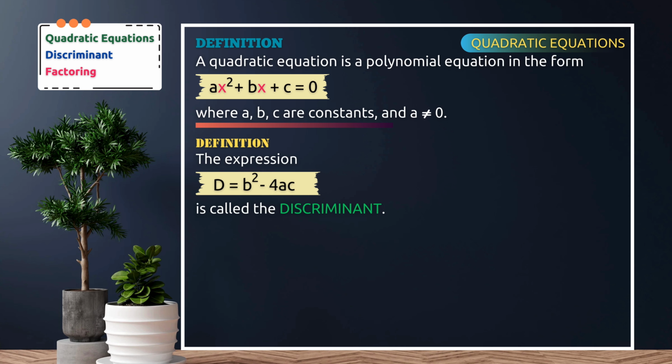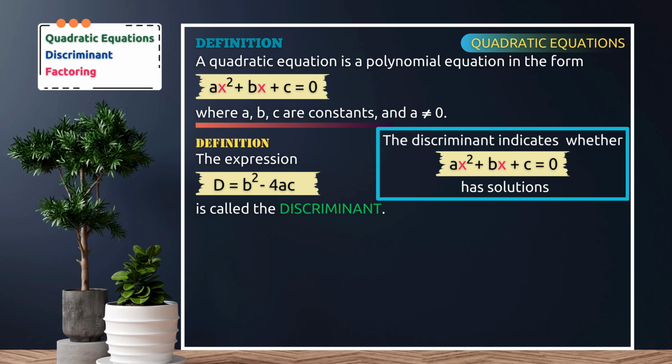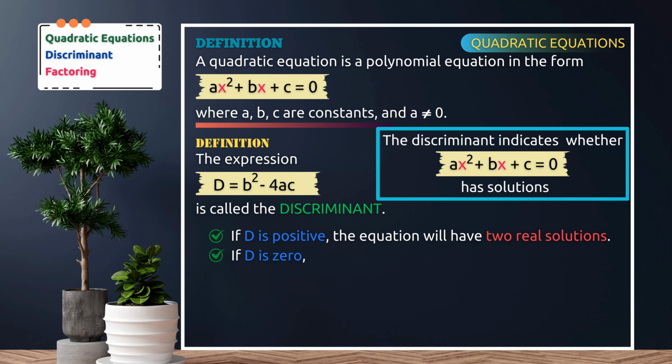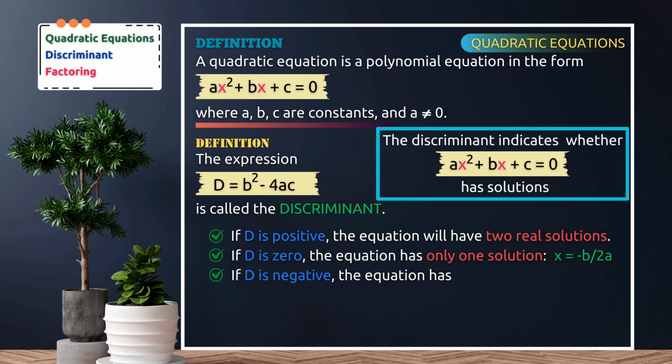The expression b squared minus 4ac is called the discriminant, which is very important as it indicates whether the equation has real solutions. If the discriminant is a positive number, the equation will have two solutions. If the discriminant is equal to 0, the equation will have just one solution, which is negative b over 2a. If the discriminant is a negative number, the equation has no real solutions.